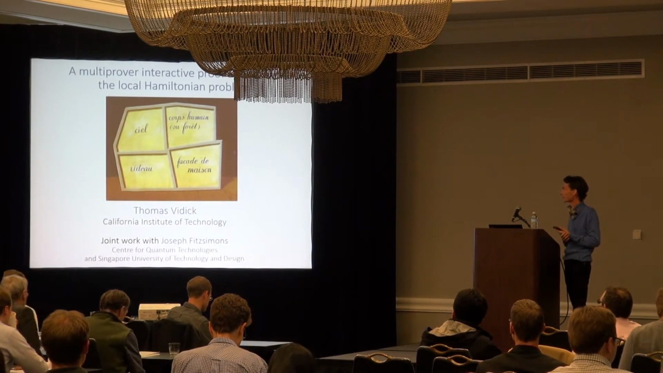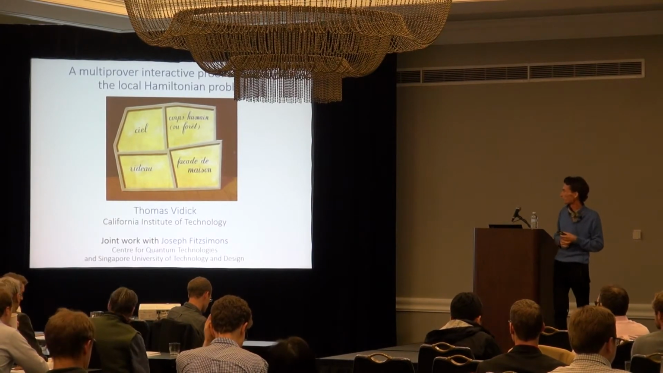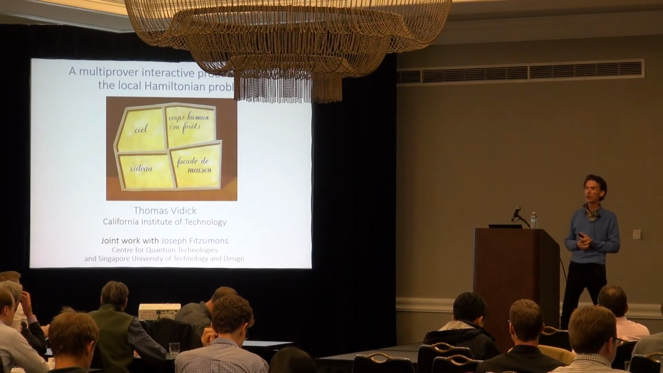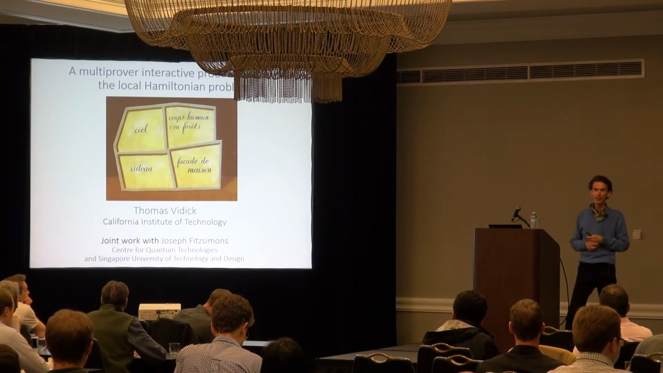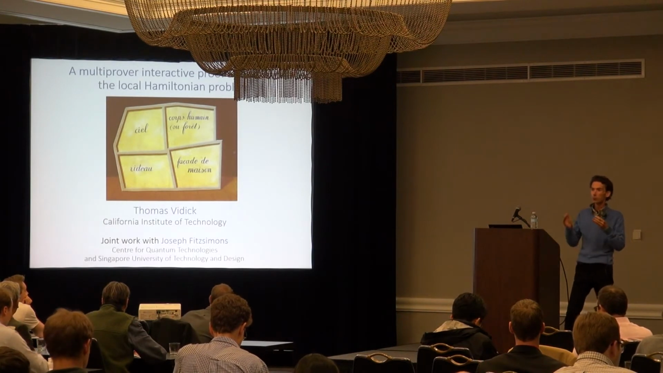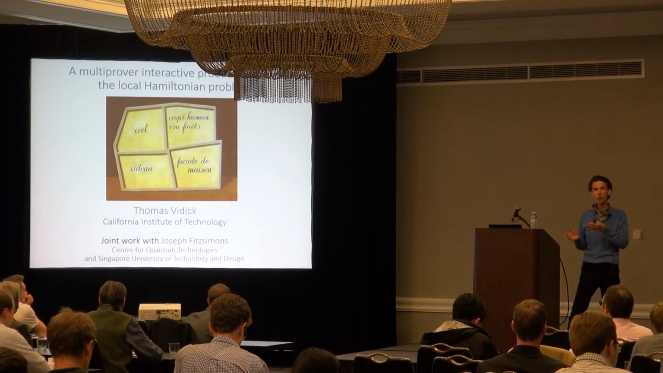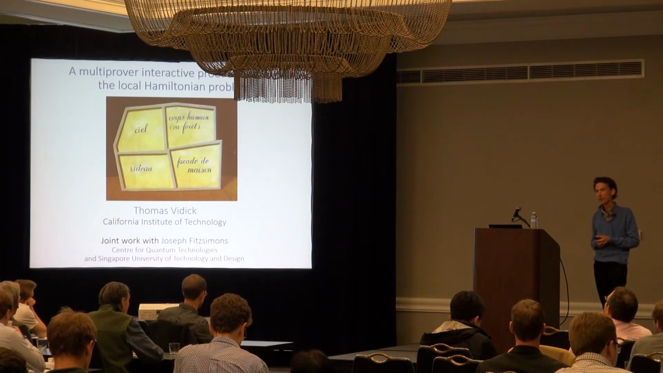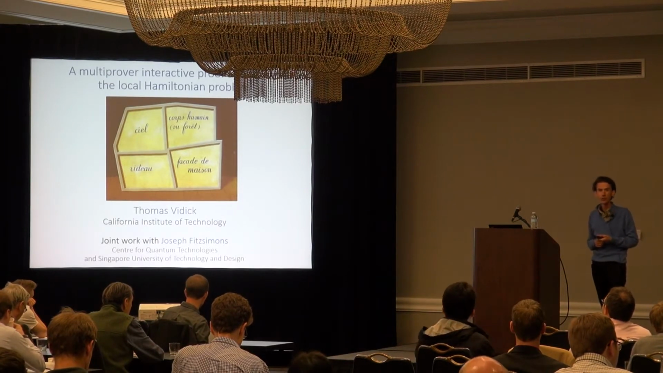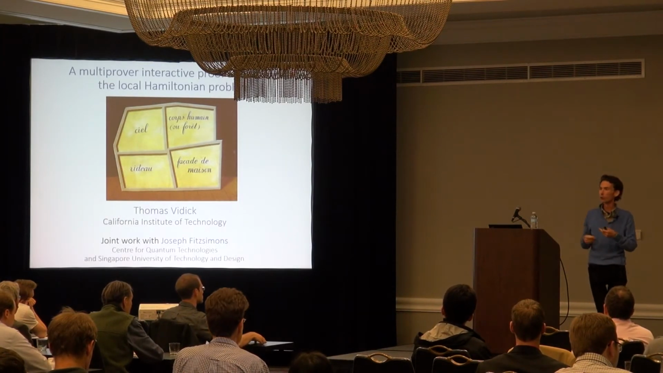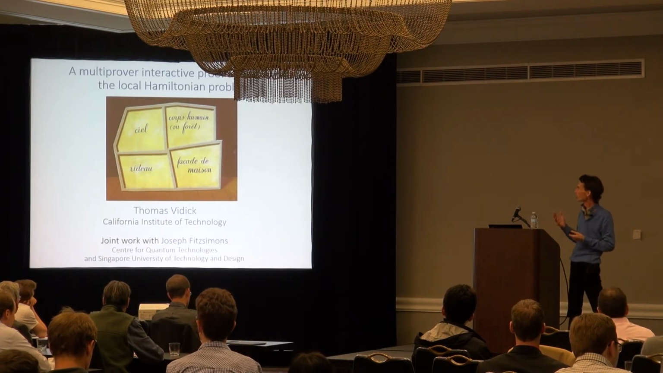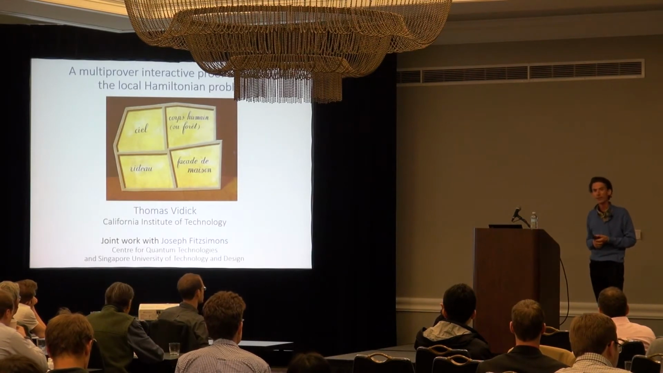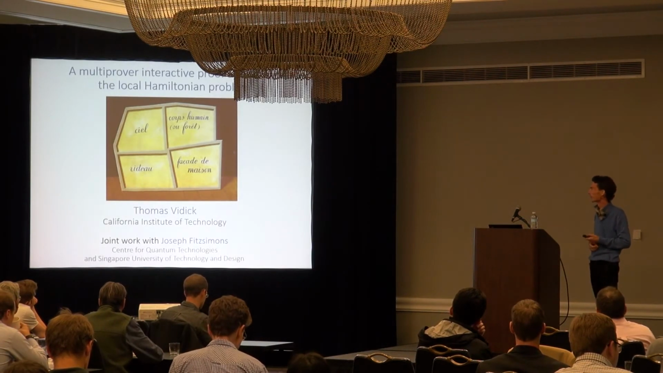So I'm going to talk about some joint work with Joseph Fitzsimmons, who's in Singapore. And it's around the same kind of issues that have been discussed through the day today. These questions of relationship between local properties, locality, and the global properties or global structure in quantum states. But I'm going to use a very different language than the one that's been used today, so I hope to draw you into my own language, which is we're going to be thinking of quantum states as proofs or interactive proofs for quantum states. So I'll explain what I mean by that in the talk.